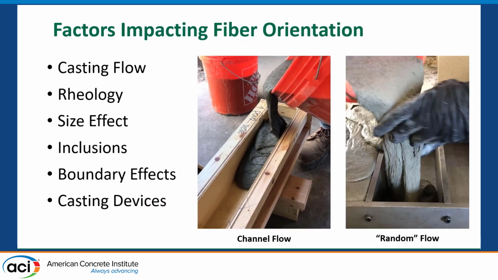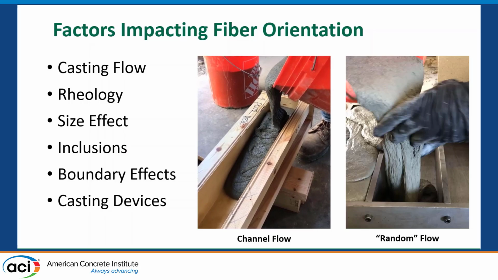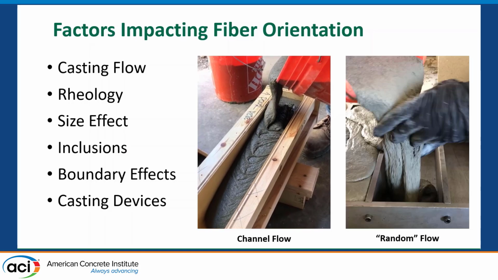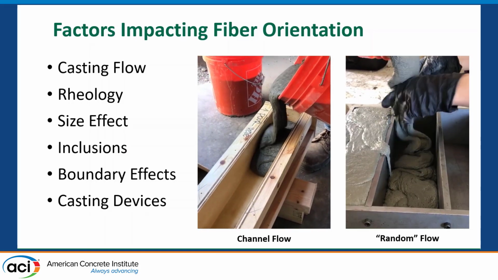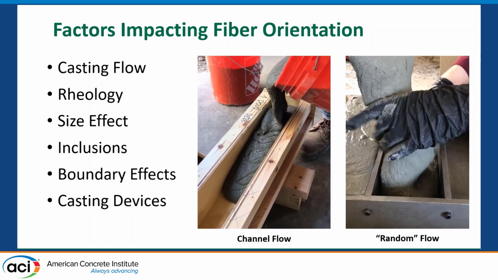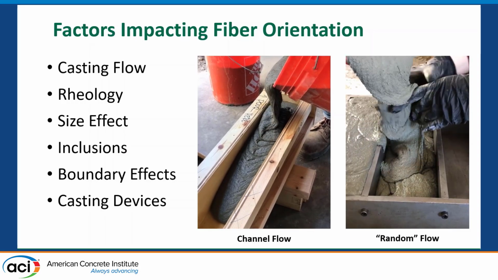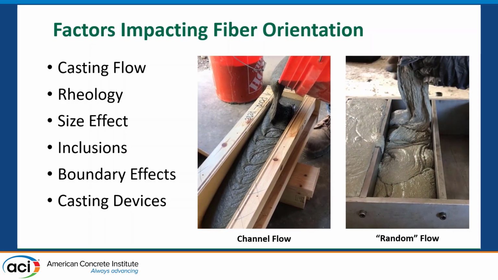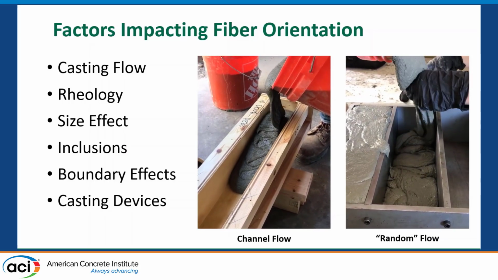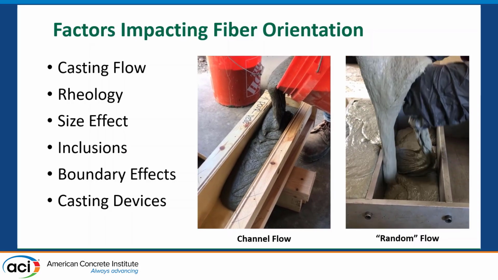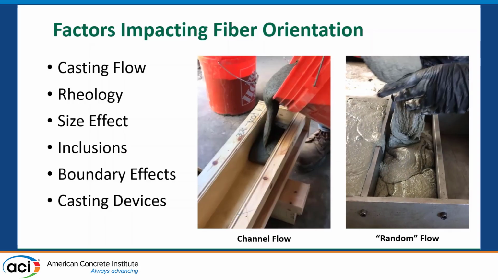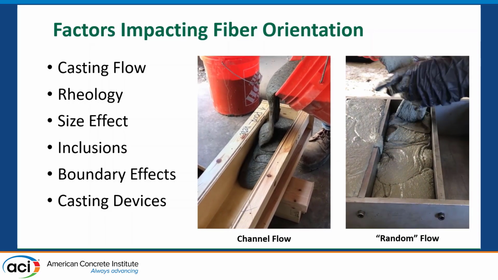The factors impacting fiber orientation are cast and flow. For example, it was found that the flow distance has to be optimized so that we can get a desirable fiber alignment. Also, there is the second factor of rheology, or the mixture. It was found that viscosity and yield stress also have an important impact on this. Also, there is the size effect factor that is impacting fiber orientation, and inclusions and boundary conditions, and also casting devices.